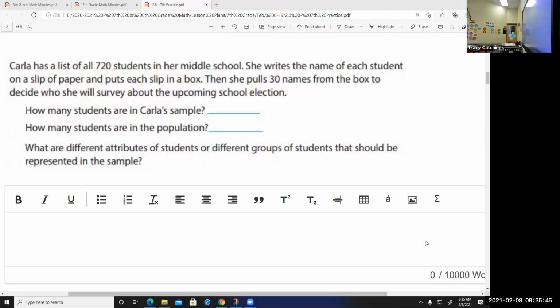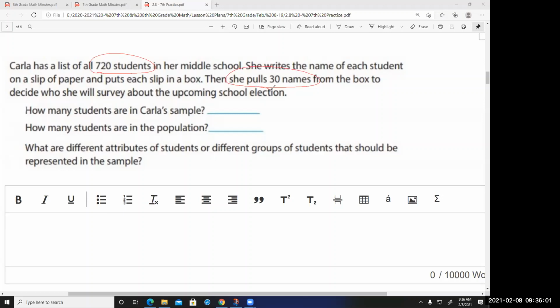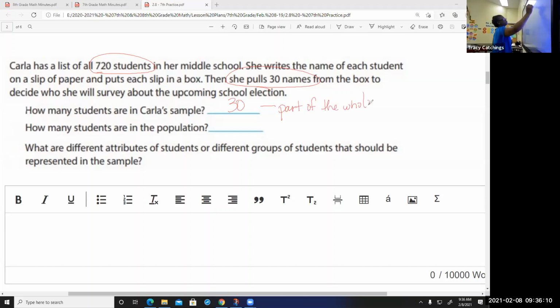So we got a whole list of 720 students, and she pulled 30. So they want to know about how many students would be in her sample. How many did she pull? 30. Your sample is part of the whole. That's what we're using to help us determine what that whole is going to look like. So her sample involves 30 people.